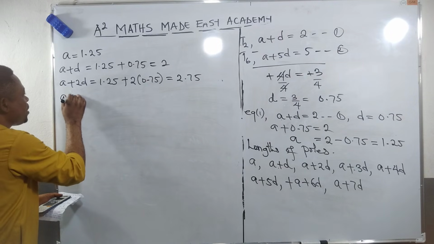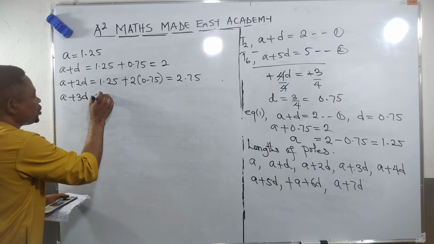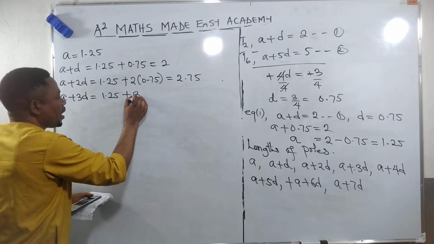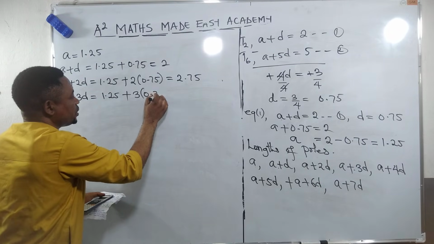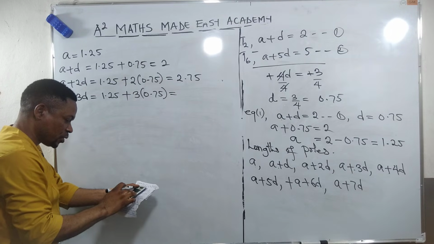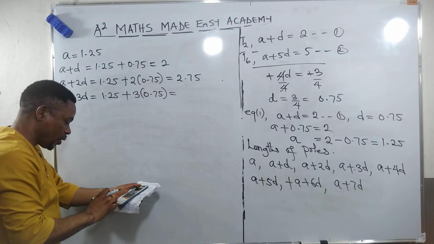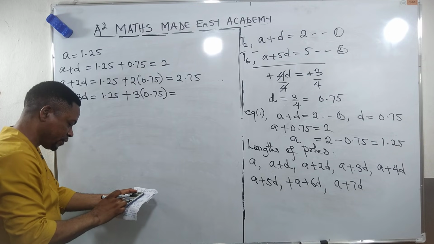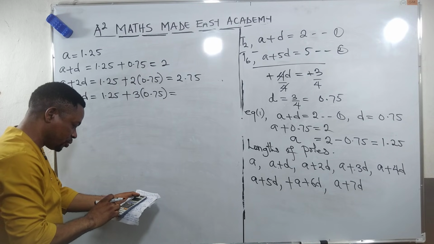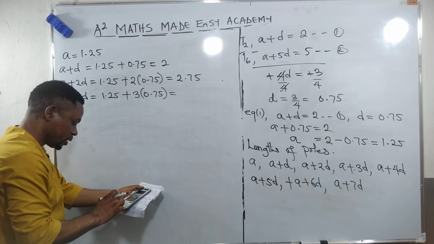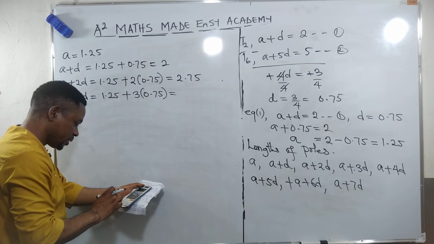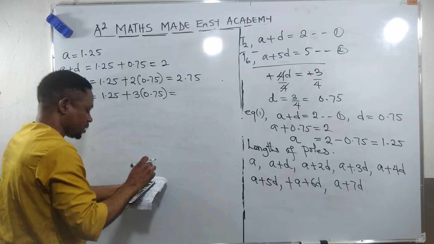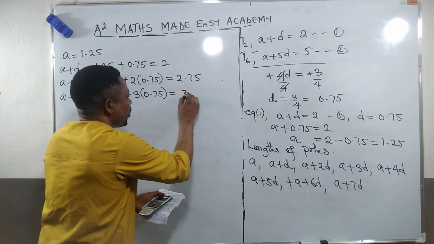The next one is A plus 3D, which is A is what? 1.25 plus, this is 3, right? What is D? 0.75. Can we punch it also using the calculator? 1.25. Are you with me? I said 1.25. Then plus what? 3 brackets, 0.75. Close the bracket. What is the answer? The answer is what? 3.5.